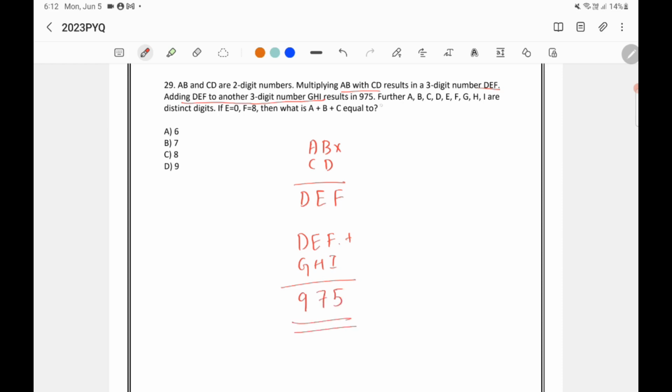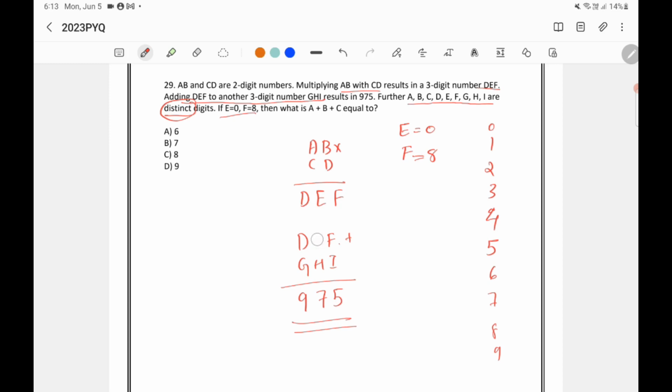Further, it is said that A, B, C, D, E, F, G, H and I are distinct digits. This is important because they are different digits. I cannot use the same digit for more than one alphabet given here, right? So the possible digits are 0 to 9: 0, 1, 2, 3, 4, 5, 6, 7, 8 and 9. Any of these values can come for the given alphabets. Now it is already given that E is equal to 0 and F is equal to 8.